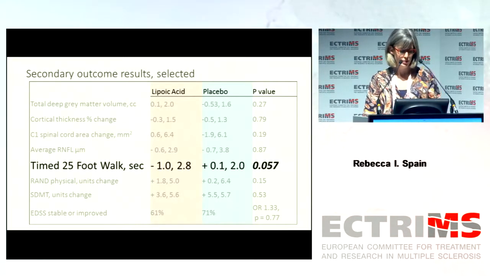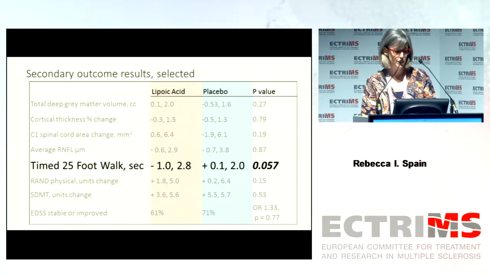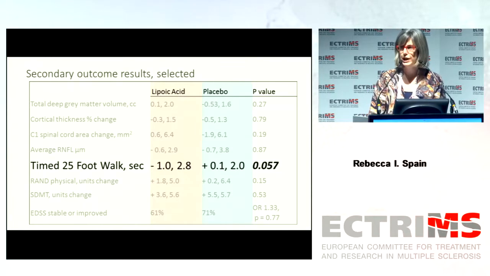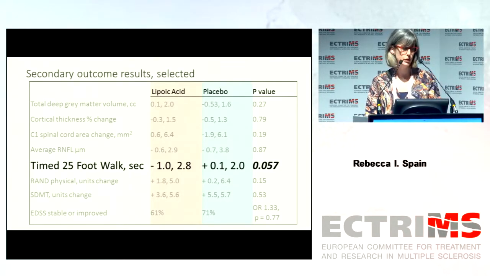No other outcome demonstrated significant differences between arms at 96 weeks, although there was a trend toward improved time to complete the timed 25-foot walk in the lipoic acid group. This represents a change from approximately 8 to 7 seconds, or about 12%. This study was not powered to meet clinical endpoints.